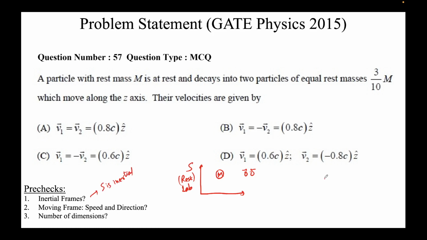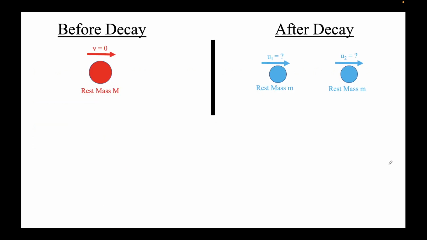In some other problems, usually we have some S prime frame, which is the frame of reference of some particle, but this is not the case here. So point B is not applicable in this case. Regarding the number of dimensions, the question explicitly talks about only one dimension, which in this case is the z-axis. So we take this one dimension to be the z-axis, and I'm assuming this to be the positive z-axis. Right, so this is the picture. Again, I'm drawing this as the positive z-axis.